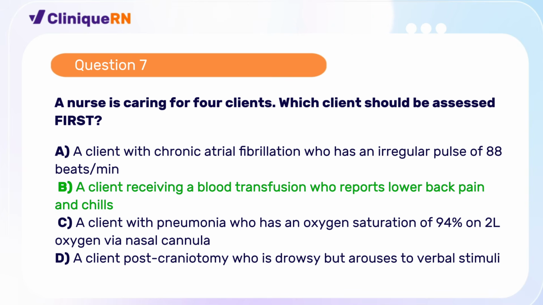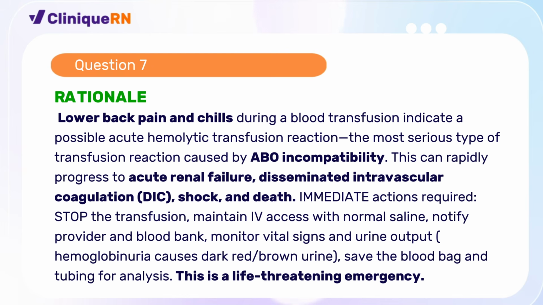The correct answer is B. A client receiving a blood transfusion who reports lower back pain and chills. Rationale: Lower back pain and chills during a blood transfusion indicate a possible acute hemolytic transfusion reaction, the most serious type of transfusion reaction caused by ABO incompatibility.